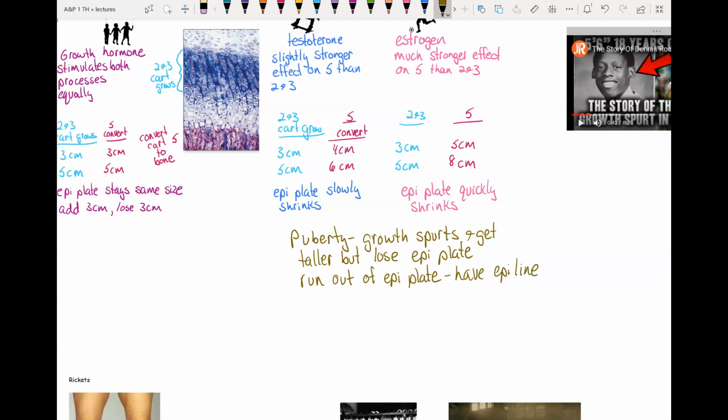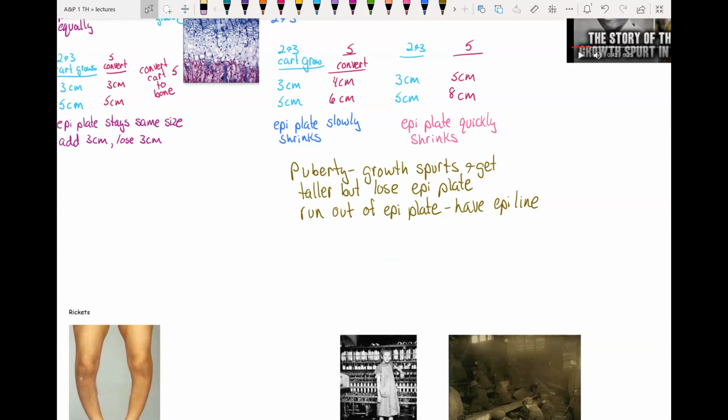So children have epiphyseal plates, adults have epiphyseal lines. There is a difference between a plate and a line. You can't use those terms interchangeably. And once you have an epiphyseal line, your bones can't grow anymore. That's it. You will not get any taller.